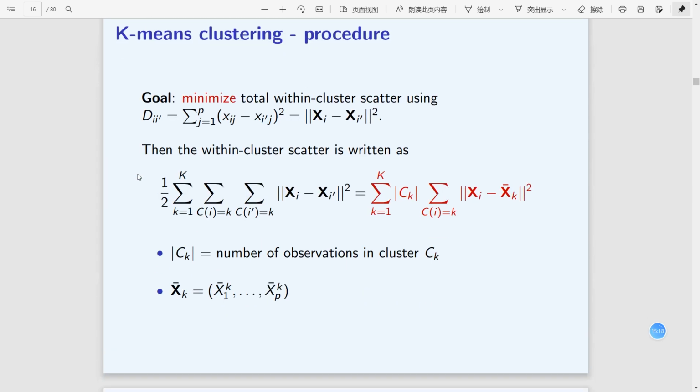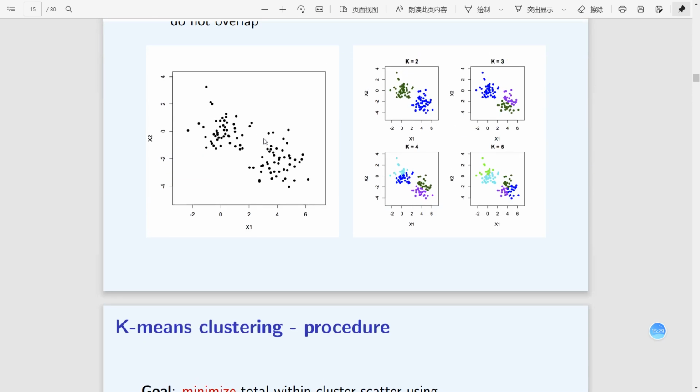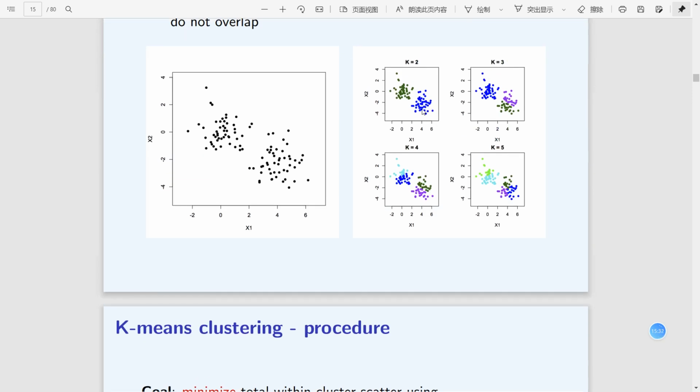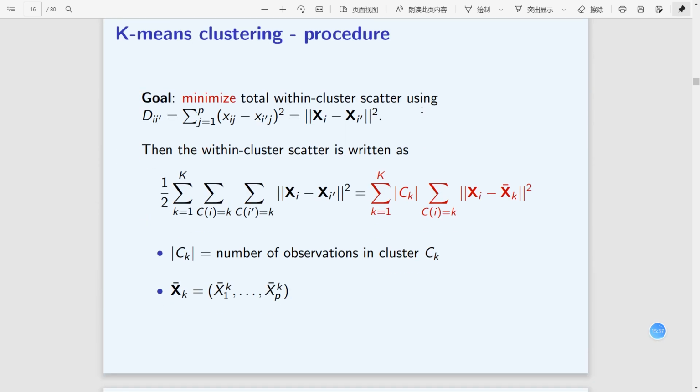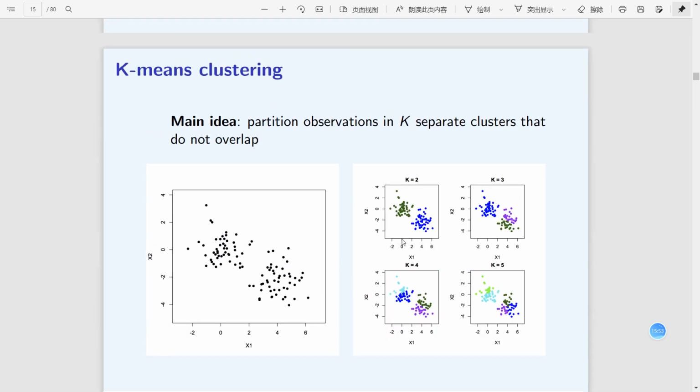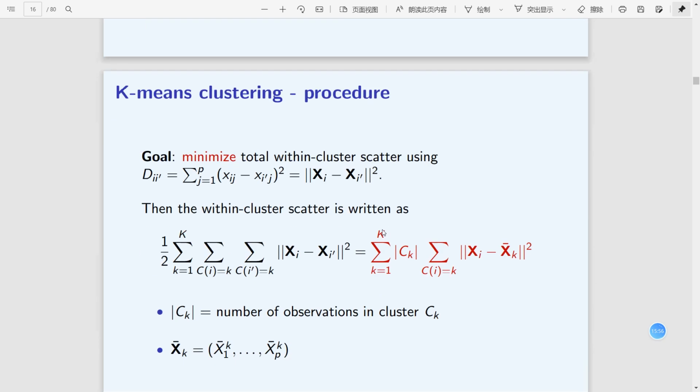Procedure. We want to minimize the within-cluster distance. We want that to be as small as possible, which means we want every sample within that cluster to be very close to each other. So we want to minimize this. Actually, this is the one we have seen: a number of observations over different dimensions, and we measure the distance on each dimension. In the previous diagram, we only have two dimensions, x1 and x2.